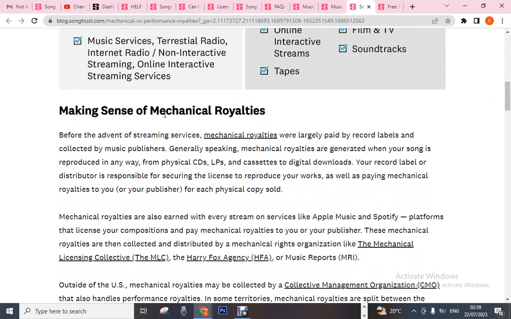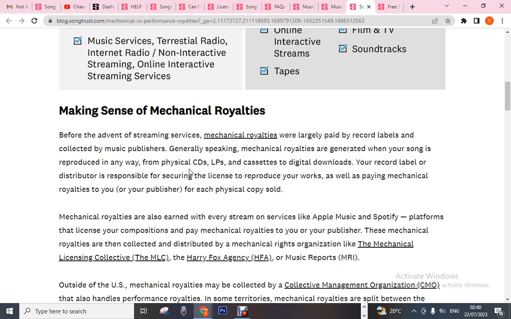Then let us continue and try to understand it a little bit more, making sense of mechanical royalties. So now we are going to be understanding what mechanical royalties are. Before the advent of streaming services, mechanical royalties were largely paid by record labels and collected by music publishers. Generally speaking, mechanical royalties are generated when your song is reproduced in many ways, from physical CDs, LPs, and cassettes to digital downloads.